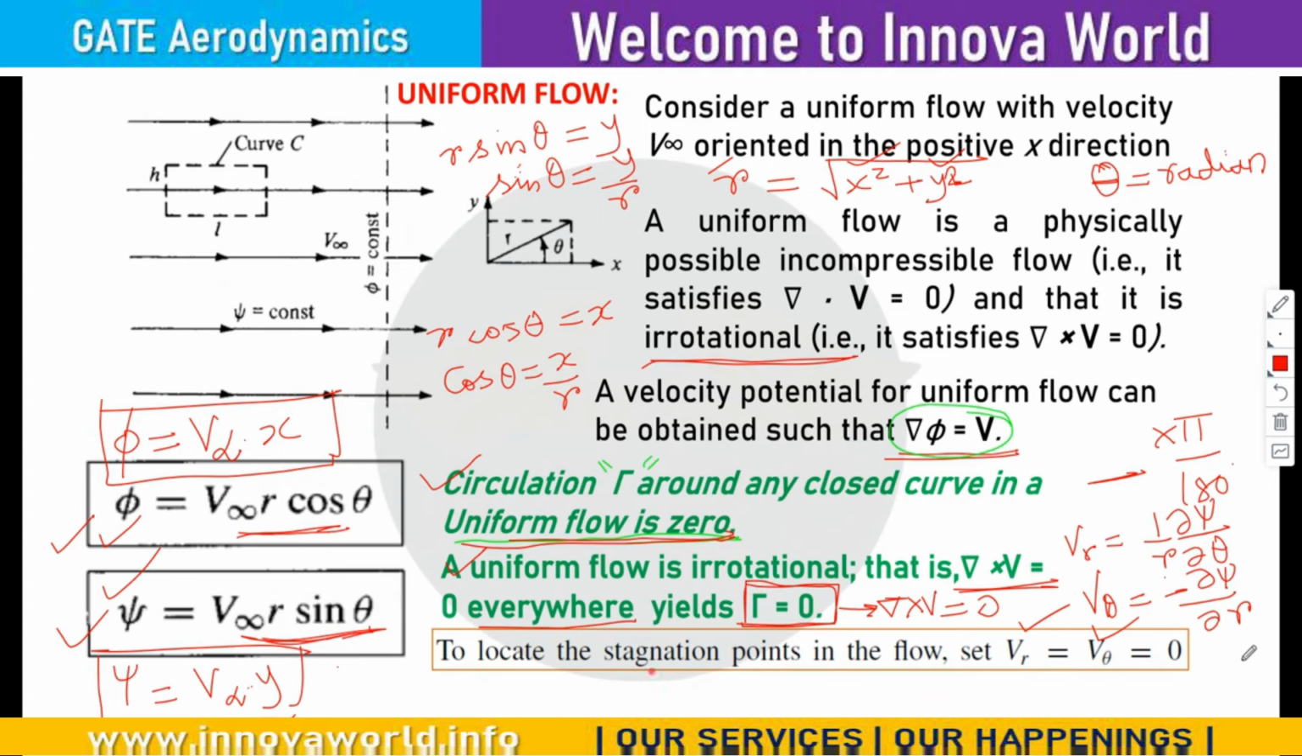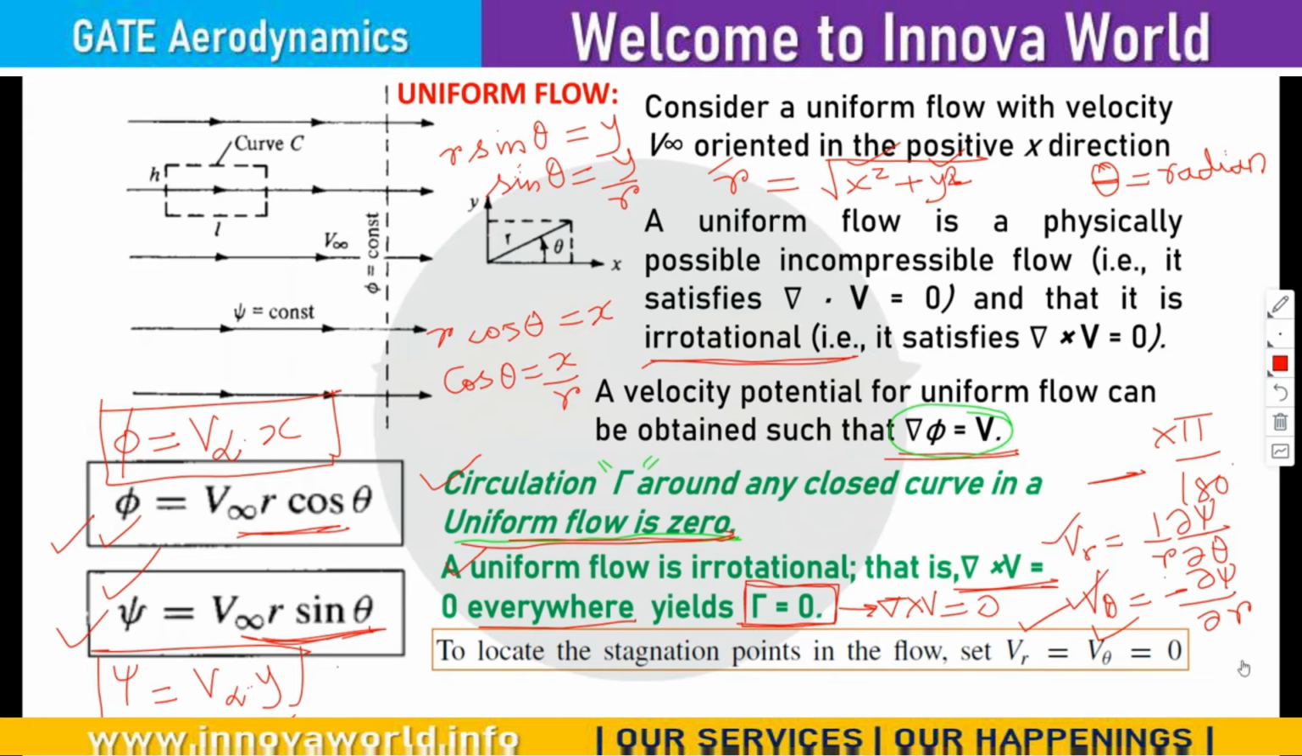Now, to find the stagnation point, you always have to set Vr equal to 0, because the velocity, whether radial or tangential, has to be brought to rest. So to find the stagnation point, we use this formula and equate it to 0.